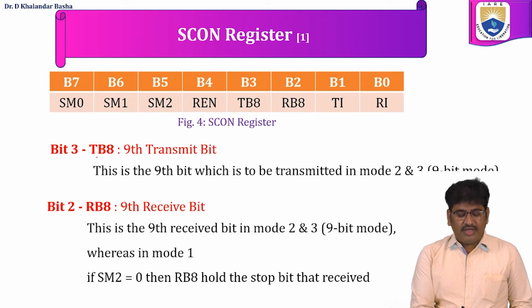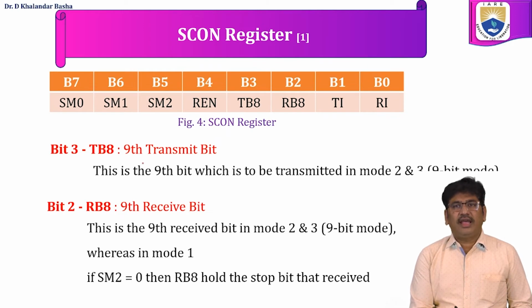The next bit, bit 3, is TB8, which holds the 9th bit of the transmitting data. The 8 bits are stored in SBUF and the 9th bit will be copied into TB8. After transmitting the 8 bits of SBUF data, this TB8 data will be transmitted as the last bit. This is the 9th bit which is used to transmit in mode 2 and mode 3 for 9-bit communication.